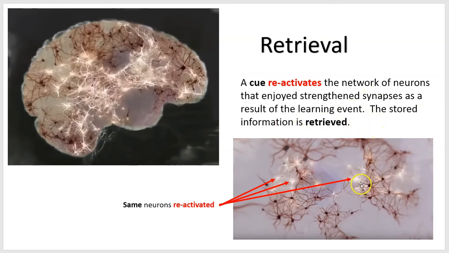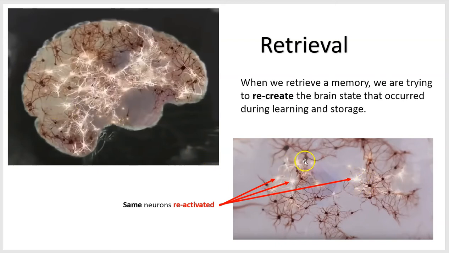So the idea here is that those very same neurons that were activated by the learning event and underwent that growth process, making stronger connections, forming a network of neurons that represents the information, that same network of neurons needs to be reactivated if we're going to successfully retrieve the memory. In a sense, then, when we're retrieving a memory, we're trying to recreate the brain state that occurred during learning and storage.